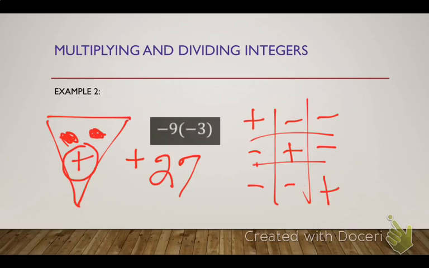If we're going to do the tic-tac-toe chart, which is right here, then we would go negative times negative. So here's negative times negative in the third row. So negative times negative is positive.